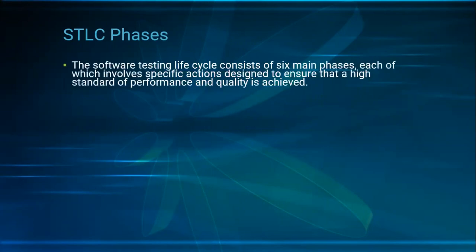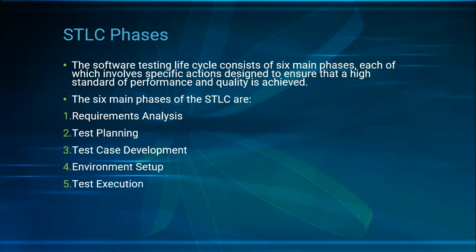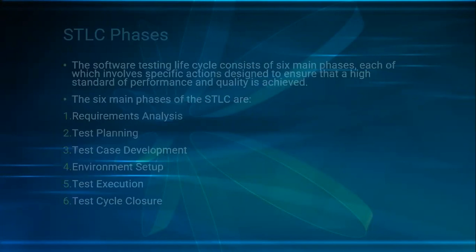So the next thing is, what is the STLC phase? The software testing lifecycle consists of 6 main phases, each of which involves specific actions designed to ensure that a high standard of performance and quality is achieved. What are the 6 main phases? The 6 main phases of this STLC are: requirement analysis, test planning, test case development, environment setup, test execution, test cycle closure. That's what I showed you in that diagram. Let's take it one after the other.